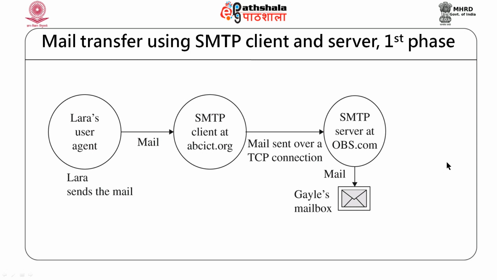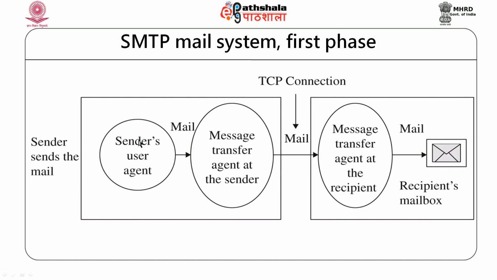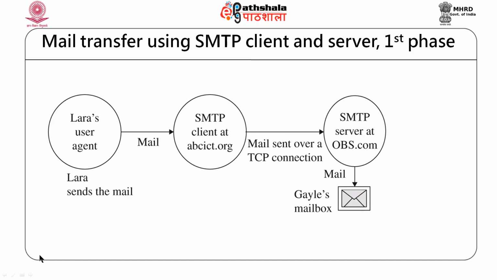This is again the first phase, where Lara is sending to this guy. Okay. Earlier we had a generic description, now this is specific to our own mail. So, Lara picks up her user agent, provides the mail details, constructs the mail, and runs an SMTP client as abcict.org, which communicates with the SMTP server at obs.com. Obviously, these two communicate via a TCP connection. So, the mail is sent over that TCP connection and delivered to Giles's mailbox. Now, that is the first phase.